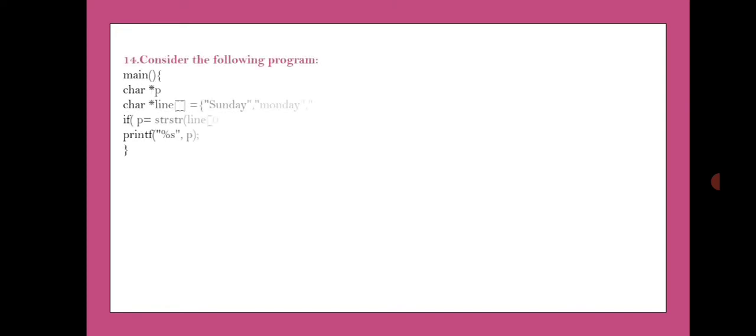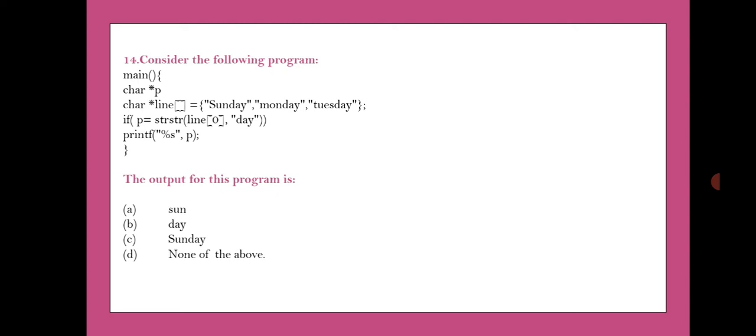Let's consider the following program. If P equals strstr, line of 0, day, what would be the output of this program? A: Sun, B: day, C: Sunday, D: none of the above. What does strstr do? The standard library function.